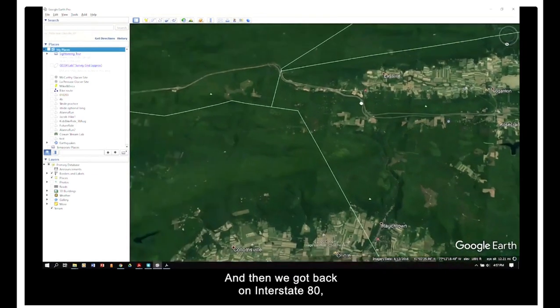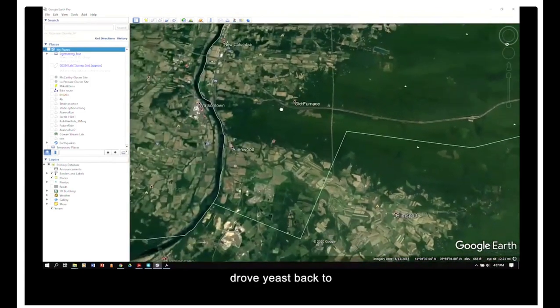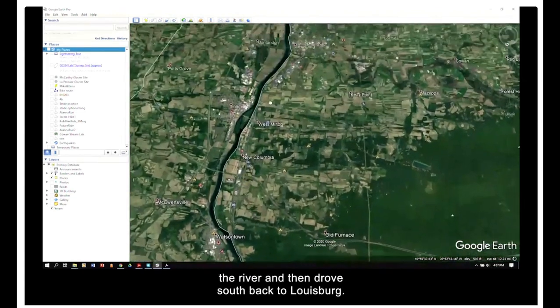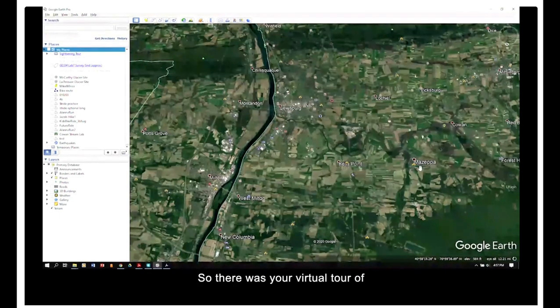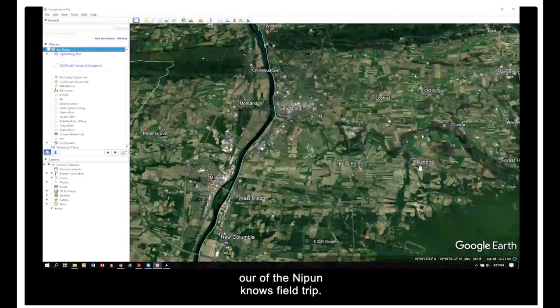And then we got back on Interstate 80, drove east, back to the river, and then drove south, back to Lewisburg. So there was your virtual tour of the Nippenose field trip.